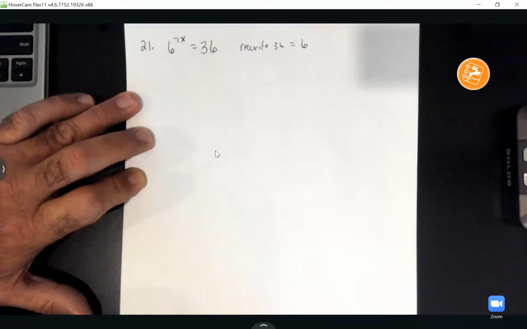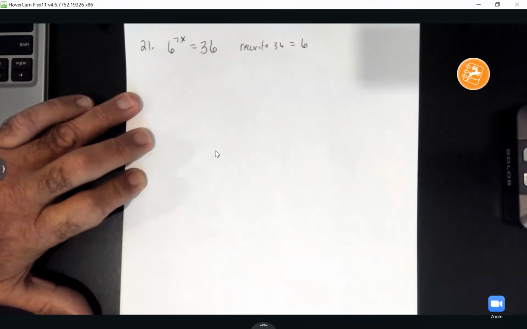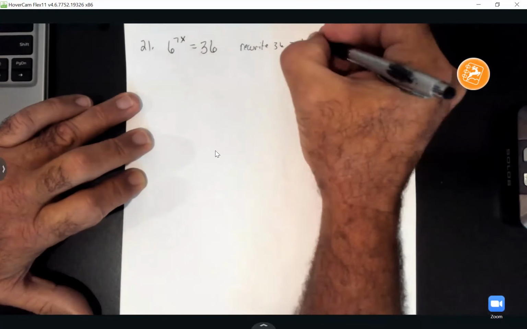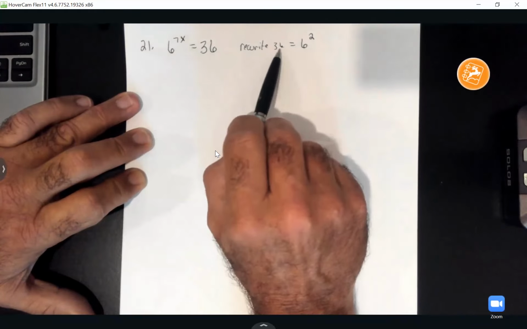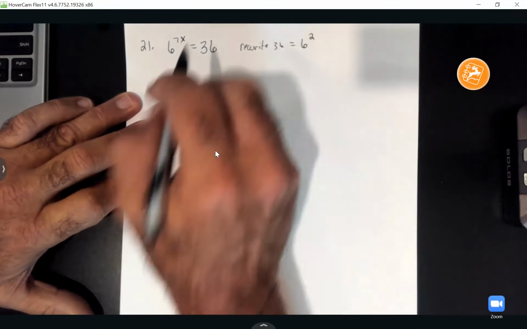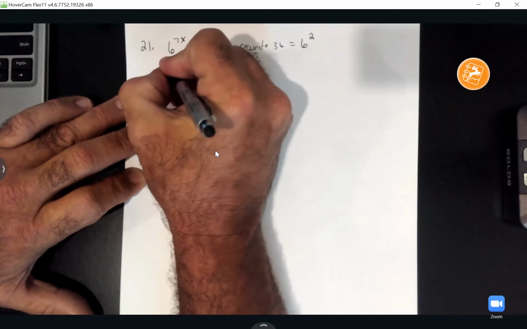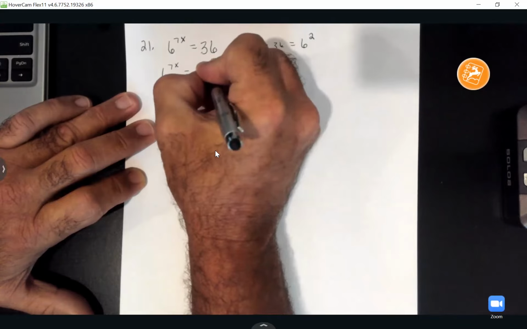Let's think about it. How many times do you have to multiply 6 times itself to get 36? Well, it'll be 6 times 6, but how many times did you do that? Twice. Right. So rewrite 36 as 6 squared, and replace it with 6 squared here. So you get 6 to the 7x equals 6 squared.